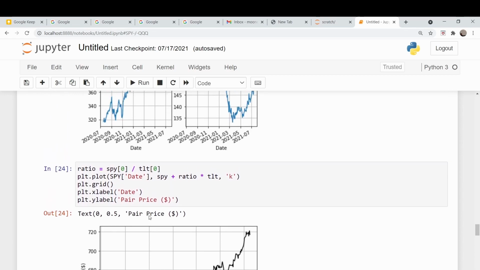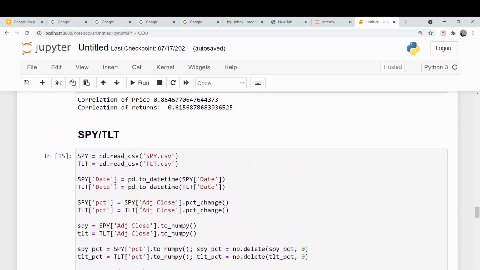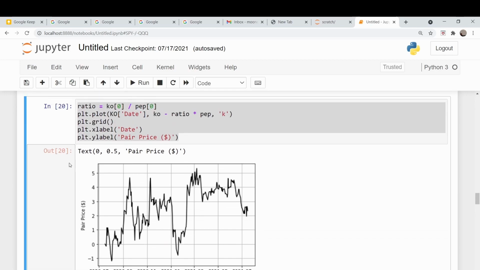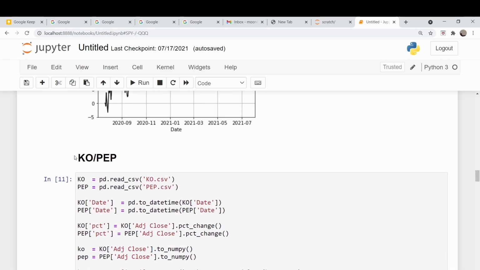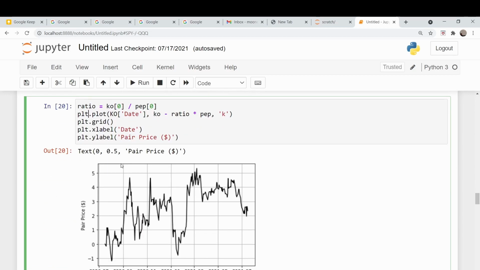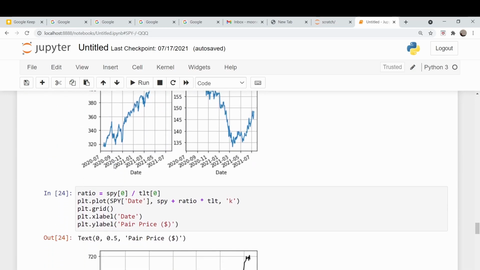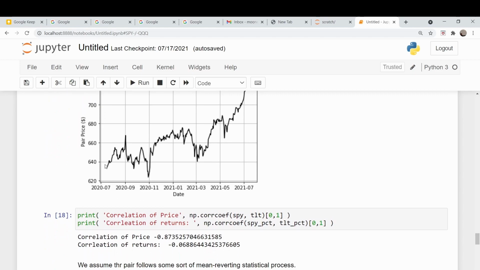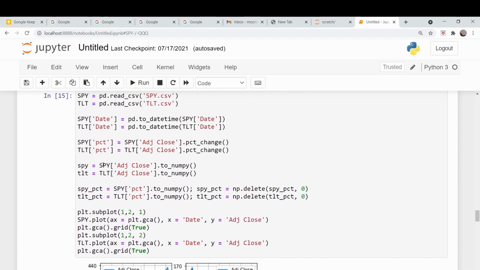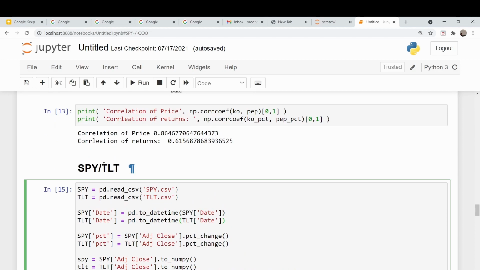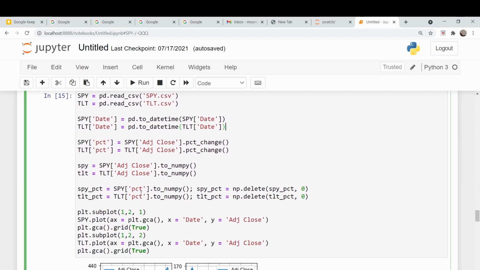Now, since these are inversely correlated, remember we were long Coke, short Pepsi. Since these are inversely correlated, we would want to be either long both or short both. So it'd be long, long, short, short, as opposed to long, short, short, long. I know it's confusing.